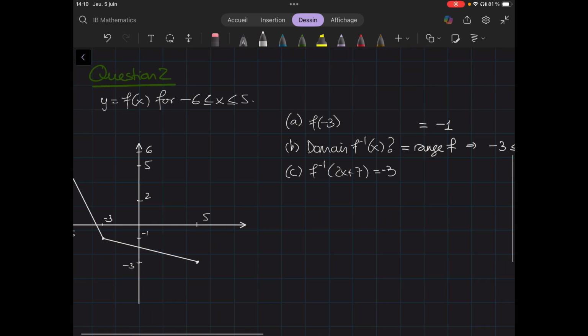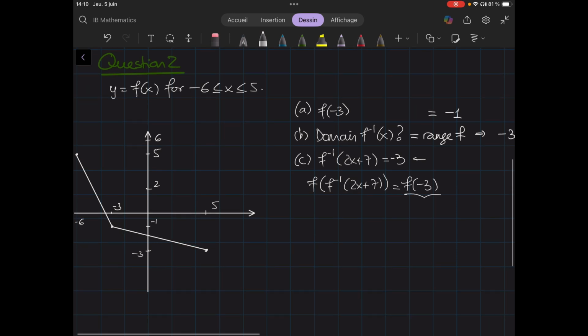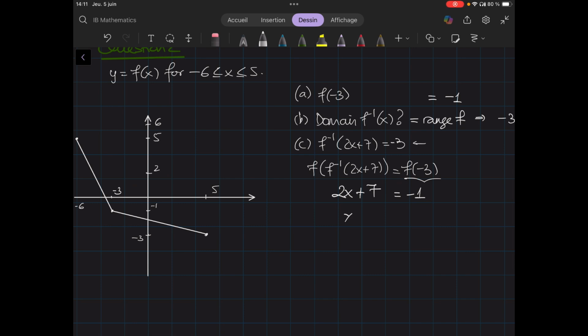In part C, you're asked to find the value of x so that this equation is true. What we can do is apply f to both sides of the equation. The right-hand side, f of negative 3, we know that is negative 1. F of the inverse places us back to where we started. And now we just have to solve for x. And this is the end of question 2.